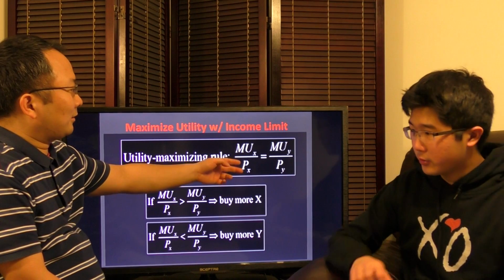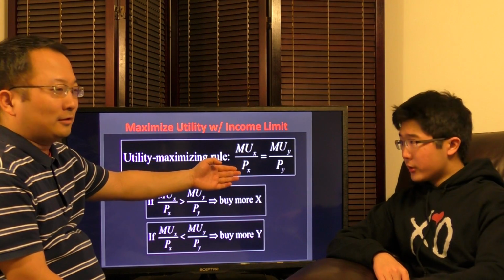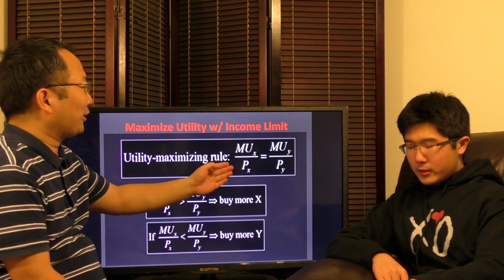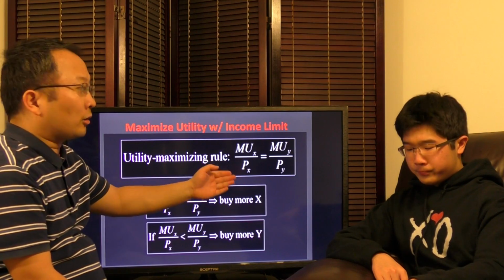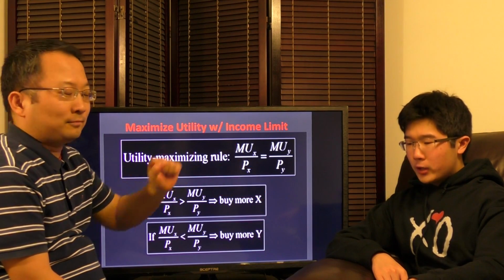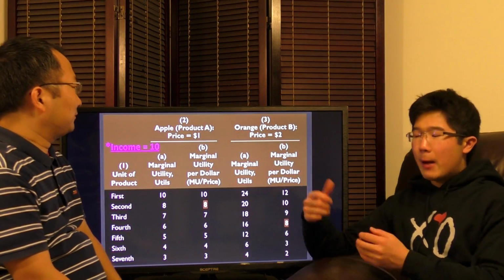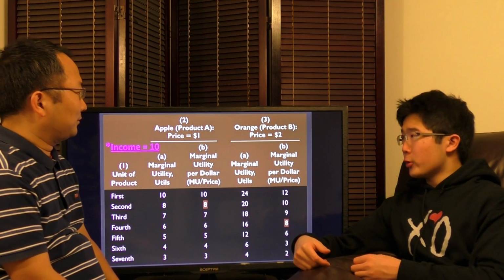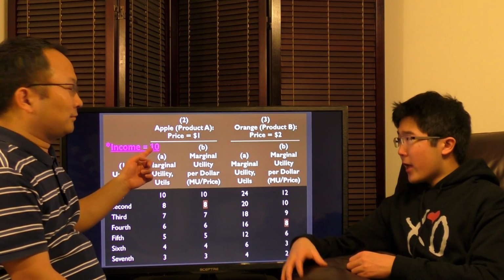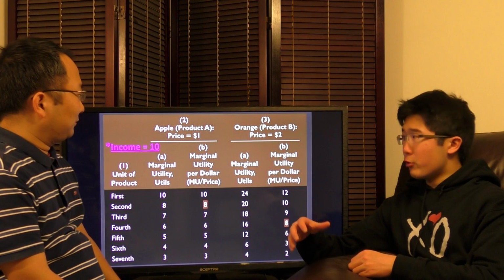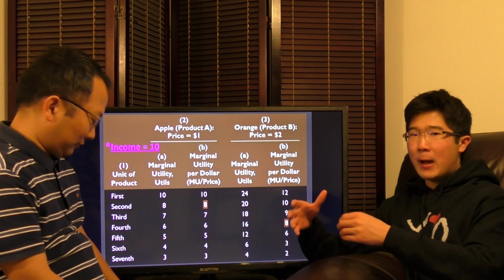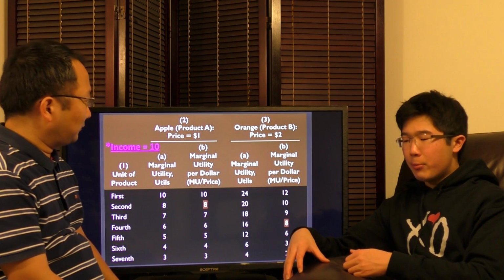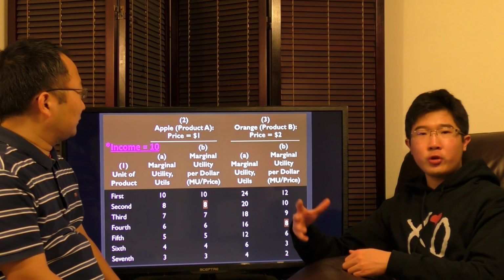Yeah, just think of it like dollar purchasing power. In terms of utility, the dollar purchasing power must be the same across each different product. For a real example, let's take the classic example: apples and oranges. Let's say your budget right now is $10, and you have to choose how many apples and how many oranges to buy. Apples are $1 per apple, and oranges are $2 per orange.